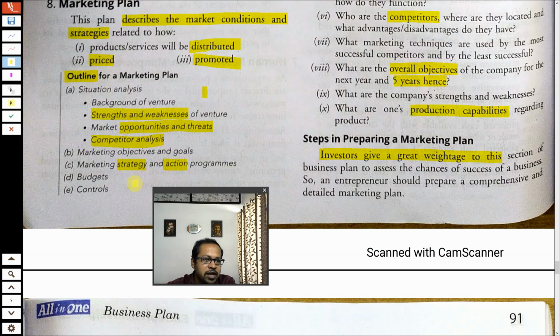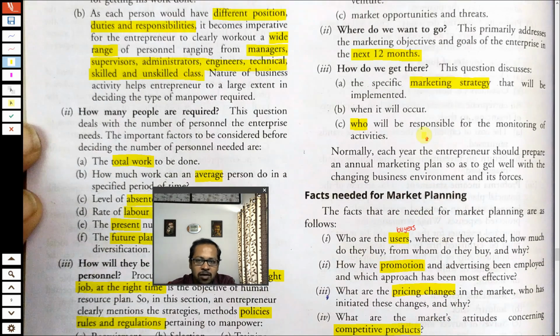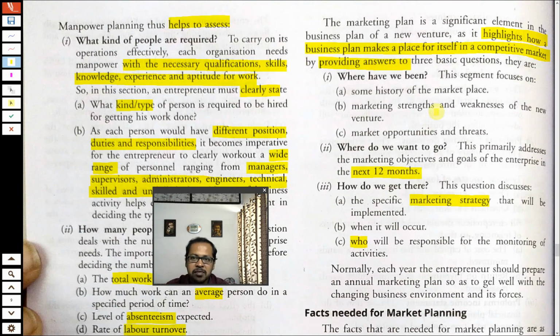So overall we can see that this marketing plan is very crucial from the investors' viewpoint, because investors give a very high weightage to this plan. From this they are able to understand whether they will invest in that company or not, based on their assessment of whether the company will be able to market its products and generate sales. So this plan basically highlights how a business makes a place for itself in the competitive market. This plan is very important if you want to remain competitive in this market.